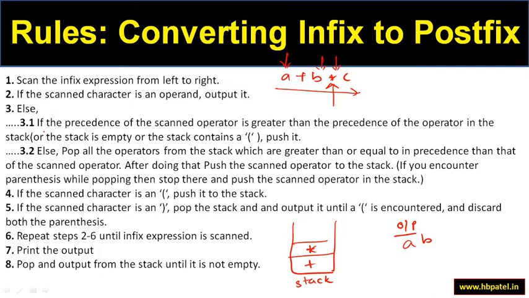So let me read it. If the precedence of the scanned operator, in this case star, is greater than the precedence of the operator on the stack, that is plus, then in that case we'll be pushing it. But if it is the reverse case, like a multiplied by b plus c, then we would not do that. We'll see that in a moment.